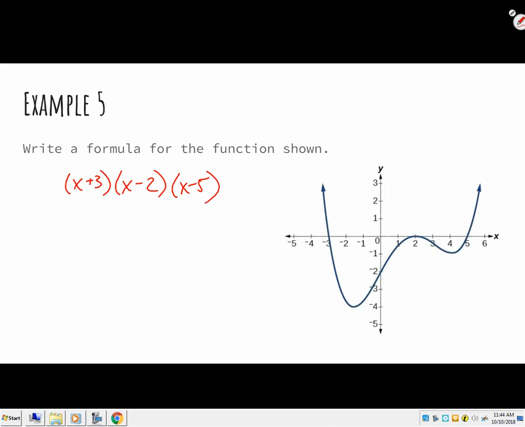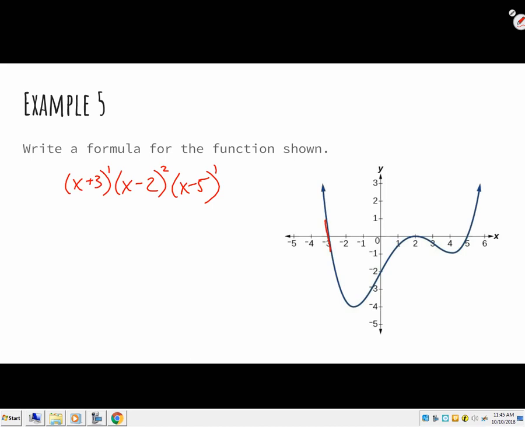Now I need to state their multiplicities. At -3, I am crossing that x-axis. If I cross the x-axis, that means I need to have an odd multiplicity. And the nicest odd number I can think of would be 1. So it's just going to be to the first power. At 2, I'm touching though. Remember, if I touch, I need an even multiplicity. I'm going to use 2 for my even multiplicity.